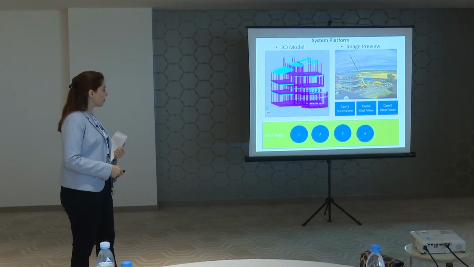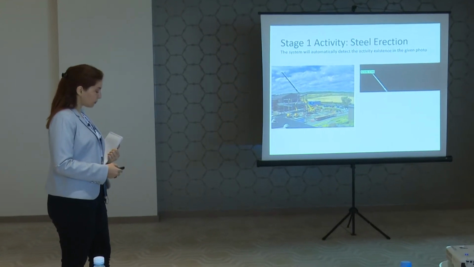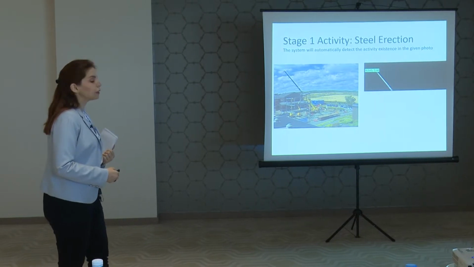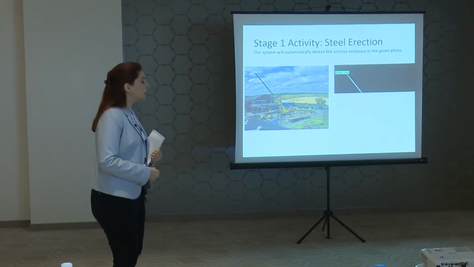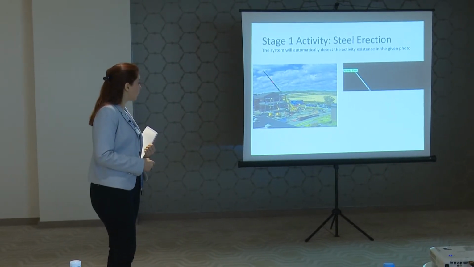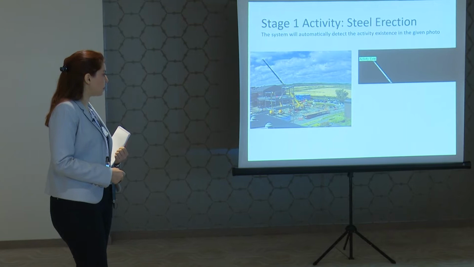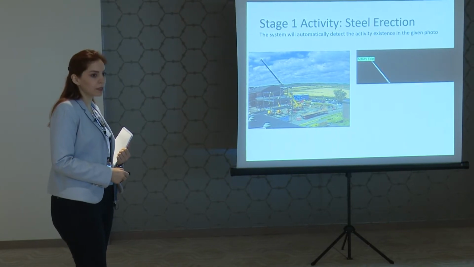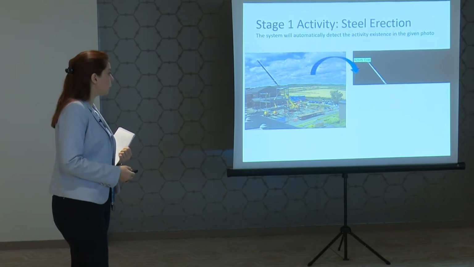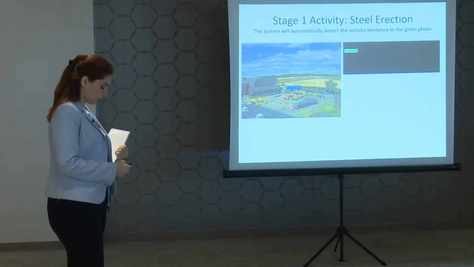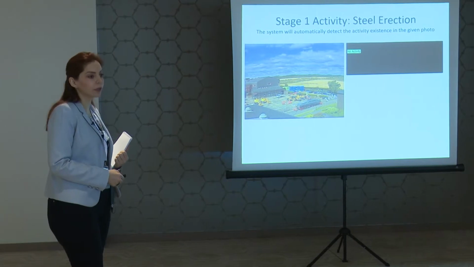So the first step is detecting the correct stage, and then we're going to compare whether an activity exists in this specific photo or not. For example, steel erection activity. Does it exist in this photo? Definitely yes. I can find the crane carrying one of the beams. So the activity exists. The system can detect automatically whether the activity exists or not. Like in this photo, it might be a holiday or something where no one is working, so no activity.